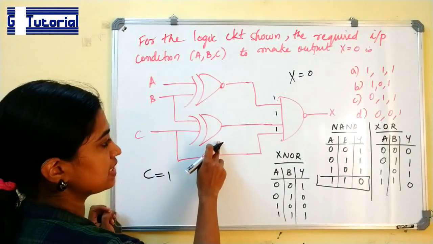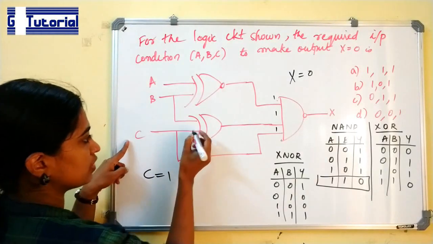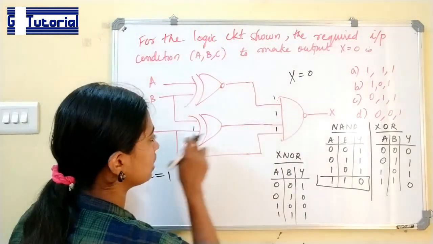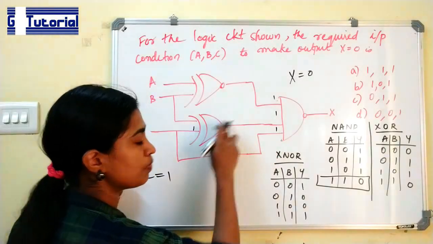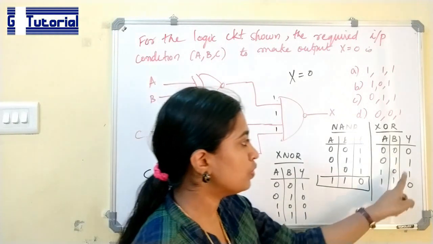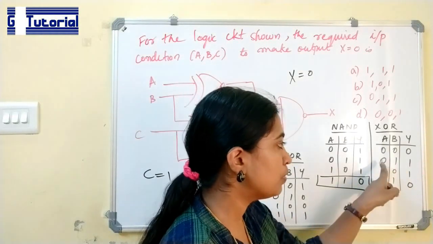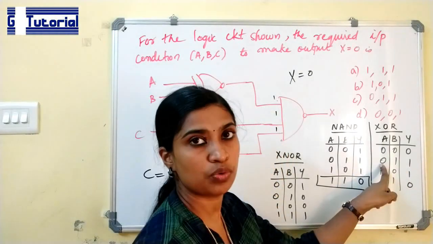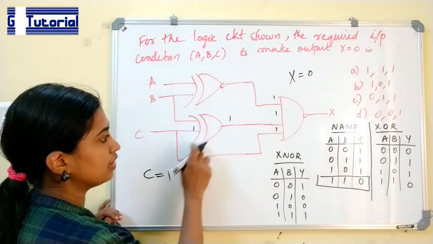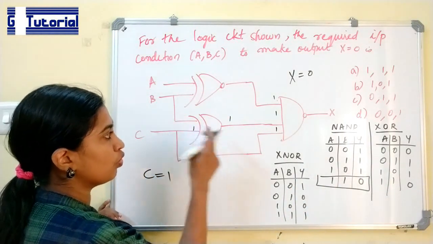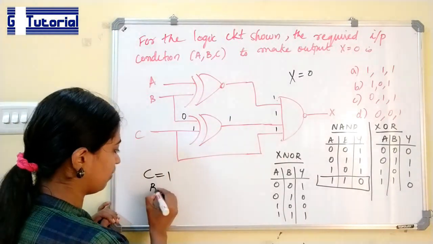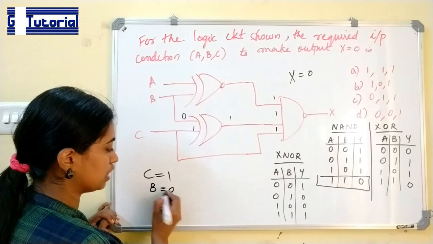If we are considering this gate, we know that C is 1. So one of the inputs is 1. For an XOR gate, for the output to be 1, one of the inputs should be 1 and the other should be 0. So, for this XOR gate, we know that C is 1. Only if B is 0, the output is 1. So, we have obtained the value of B also. B is equal to 0.